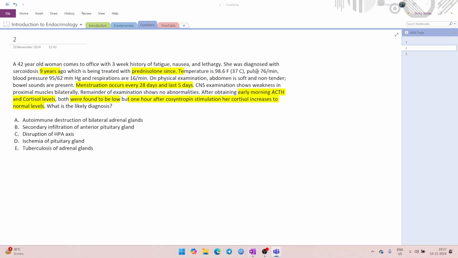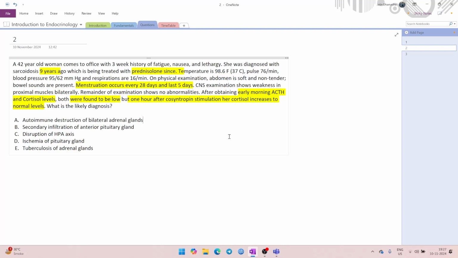First, they will give you a description of symptoms, then vital signs, then physical examination, then it could be any other information. Information could be sandwiched between these things. After physical examination, they will give you any tests that they performed. So they performed ACTH and cortisol levels. The results of those tests are given now. They were found to be low, and 1 hour after cosyntropin stimulation, her cortisol increases to normal levels. So what is the likely diagnosis?